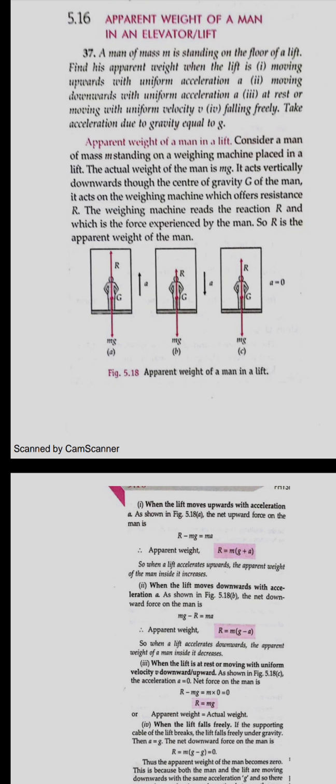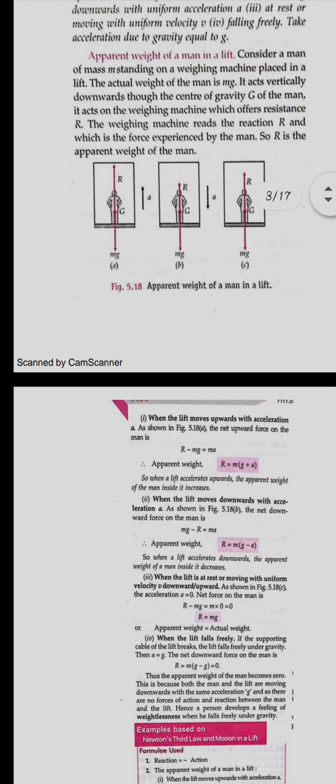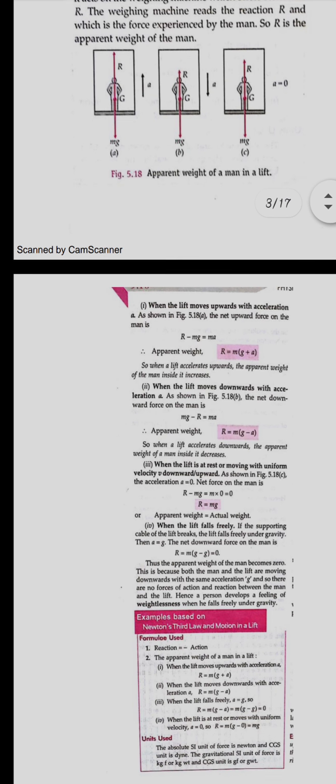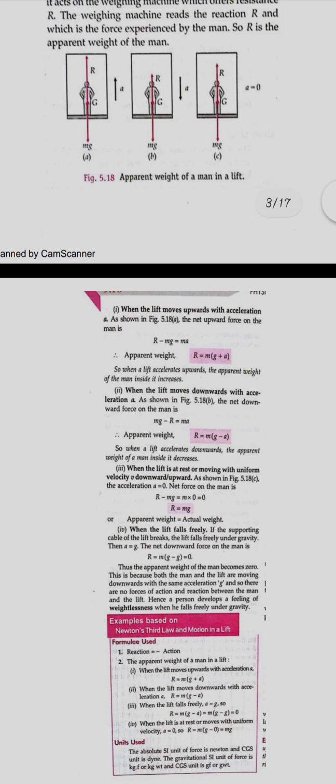So this force experienced by the man during motion vertically upward or vertically downward is said to be the apparent weight. And we have seen that when a person is in an elevator or lift, whenever the lift moves upwards with acceleration a, we are moving in the upward direction, so we feel that our weight is increased, right? We feel that our weight is increasing.